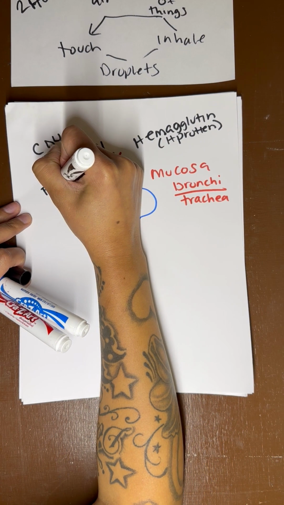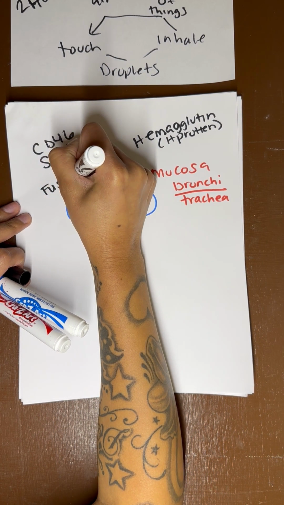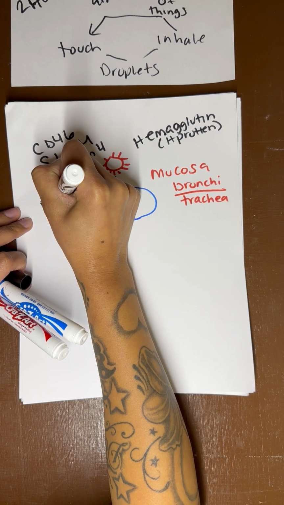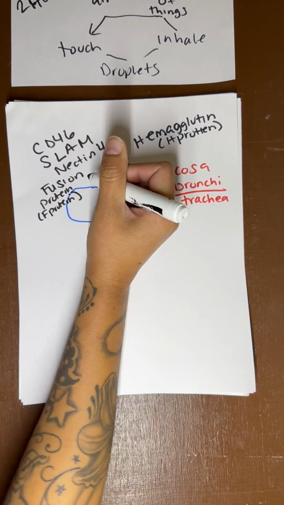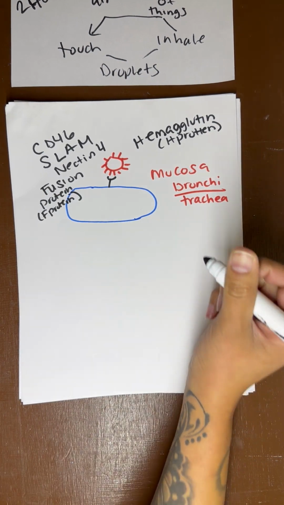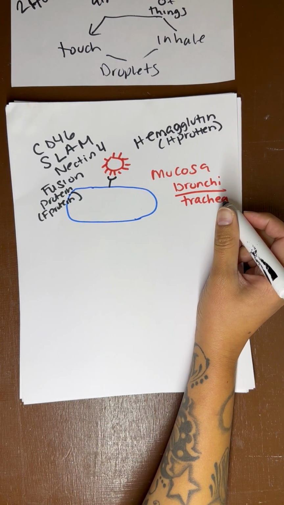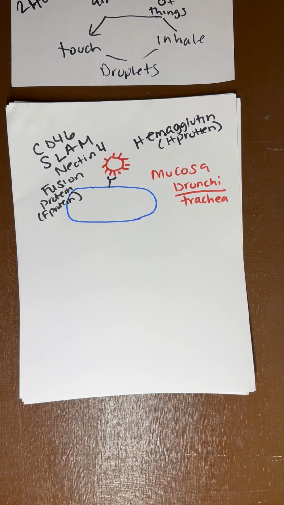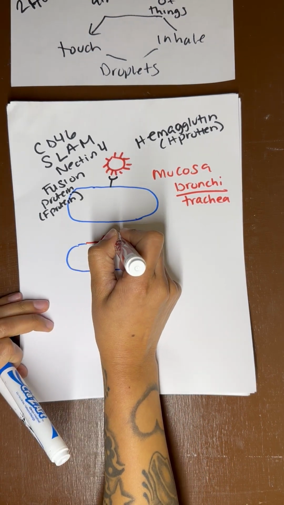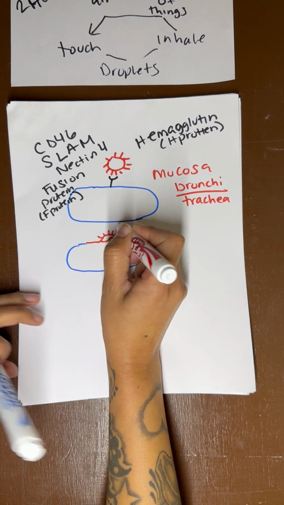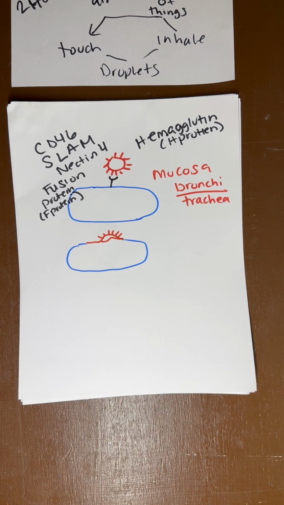Once the virus binds, there is an F fusion or a fusion protein, which can be known as the F protein, and that allows for the virus to be able to get through the cell membrane into the cell, which then starts to infect the body.